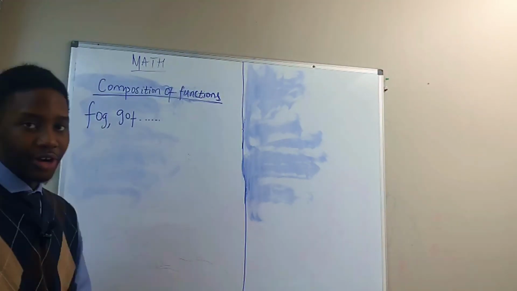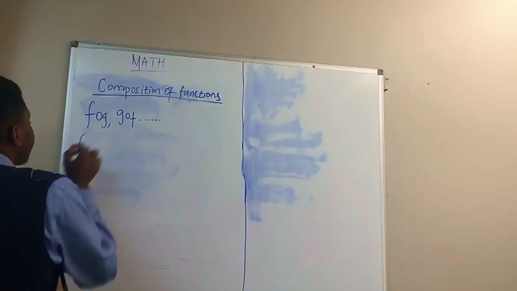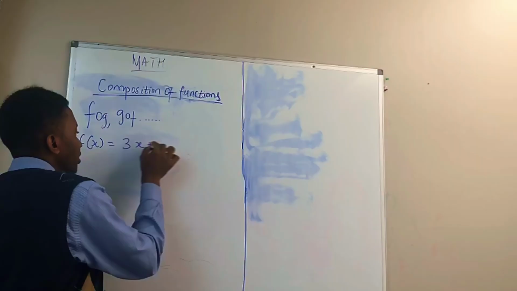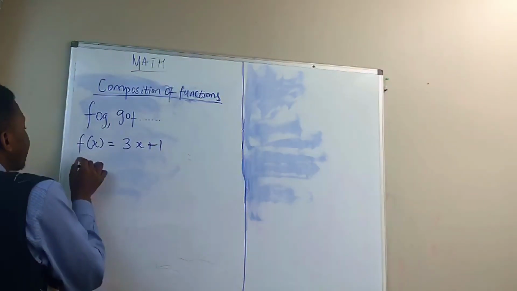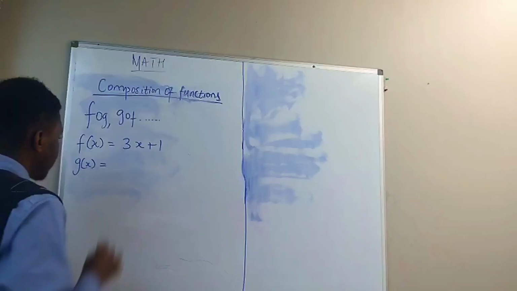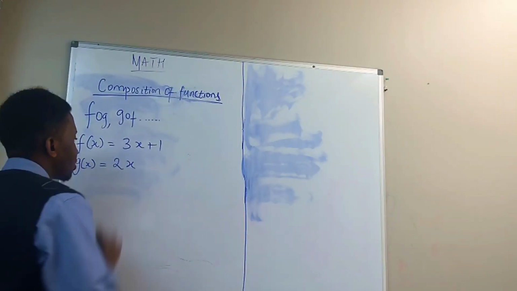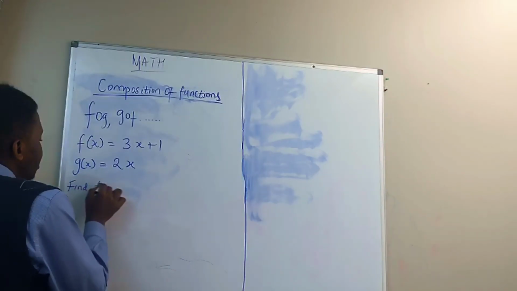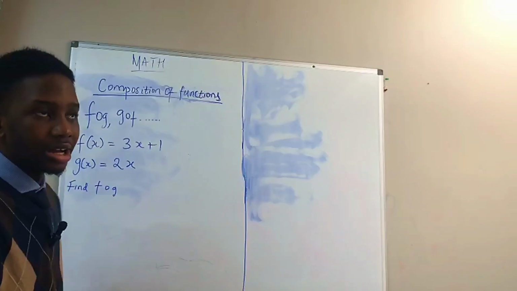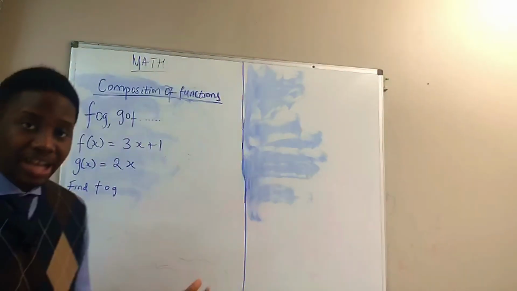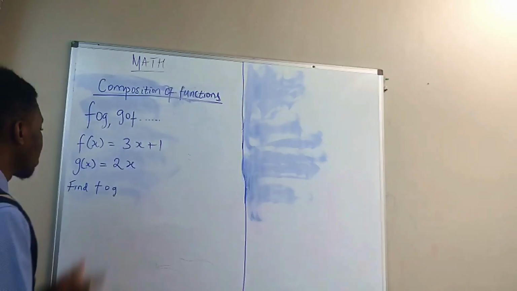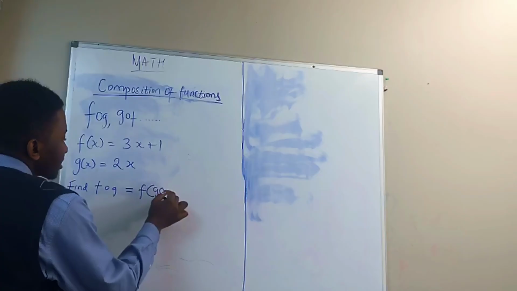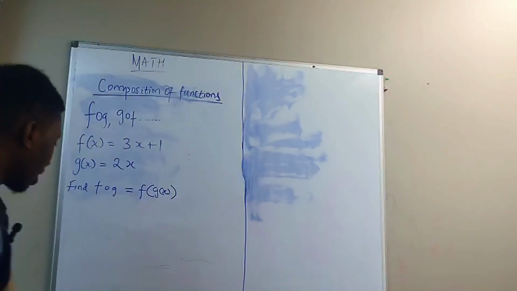Let's say we're given a function f of x as 3x plus 1, and we're given g of x to be 2x. Now we're asked to find f of g. Let's say we're given that in our math assignment, or we're doing a practice test. What f of g simply means is find f of g of x.